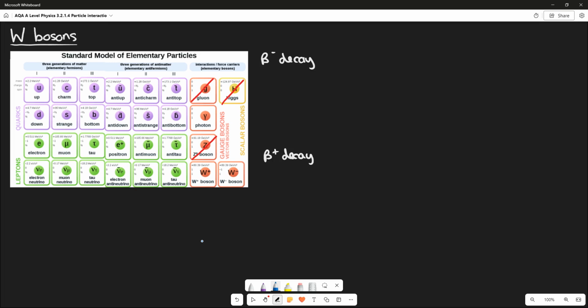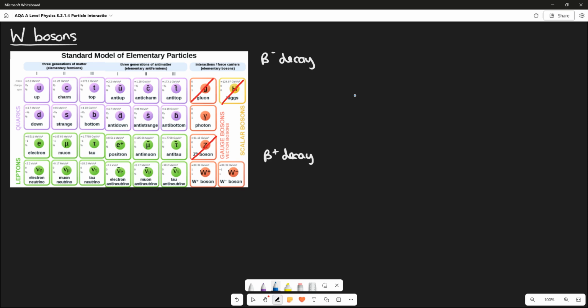Okay, on to W bosons. Now the W bosons are the force carriers for the weak interaction, or the weak nuclear force. And the weak nuclear force is responsible for beta decay, and it's responsible for a couple of other things as well that we're going to talk about in a moment. So beta decay is what happens when the nucleus of an atom becomes more stable because either a proton or a neutron is decaying into something else.